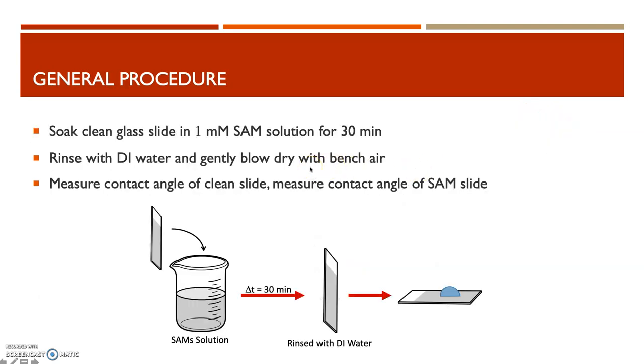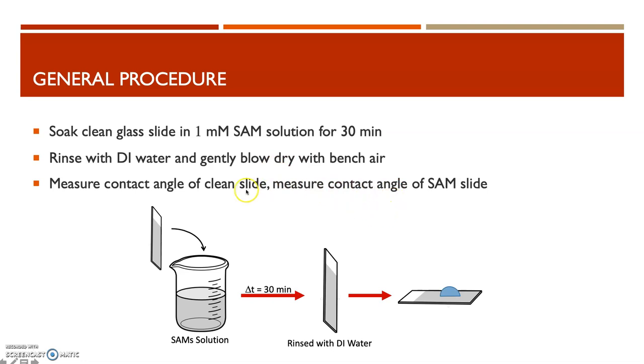Now, how do we do this? A general procedure, a good starting place, is that we're going to take our clean glass or TiOS slides and soak them in a SAM solution. 1 millimolar is a good reference point, and you can soak in solution for 30 minutes. Once your 30 minutes is up, you can take your slides out of the solution. You can rinse them with deionized water, so take a little squirt bottle and rinse them off, and then gently blow them dry with the bench air. That should push all of the water off the edge so that you have a dry surface.